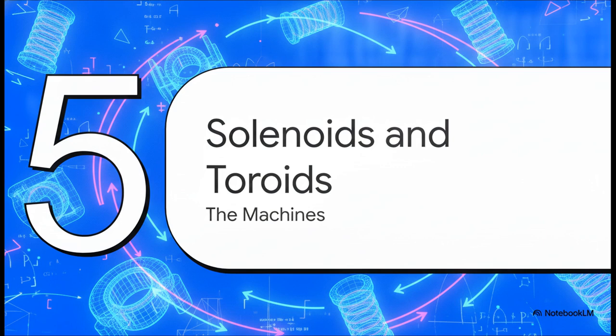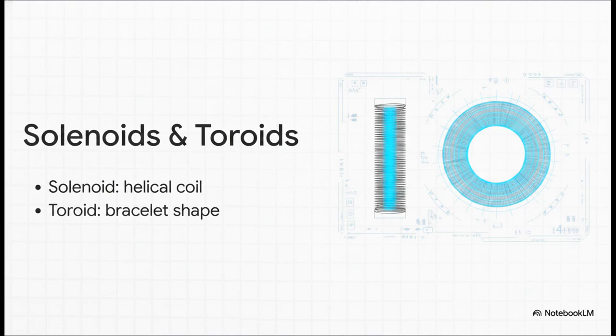Let's put that shortcut to work in Section 5, solenoids and toroids. These are the absolute workhorses, the actual machines of modern electromagnetics. When we coil a wire into a tightly wound helix, a solenoid, something amazing happens geometrically. The magnetic fields of adjacent turns totally cancel each other out on the outside, but they perfectly combine on the inside. This creates a highly uniform, heavily concentrated beam of magnetic energy right straight down the central axis.